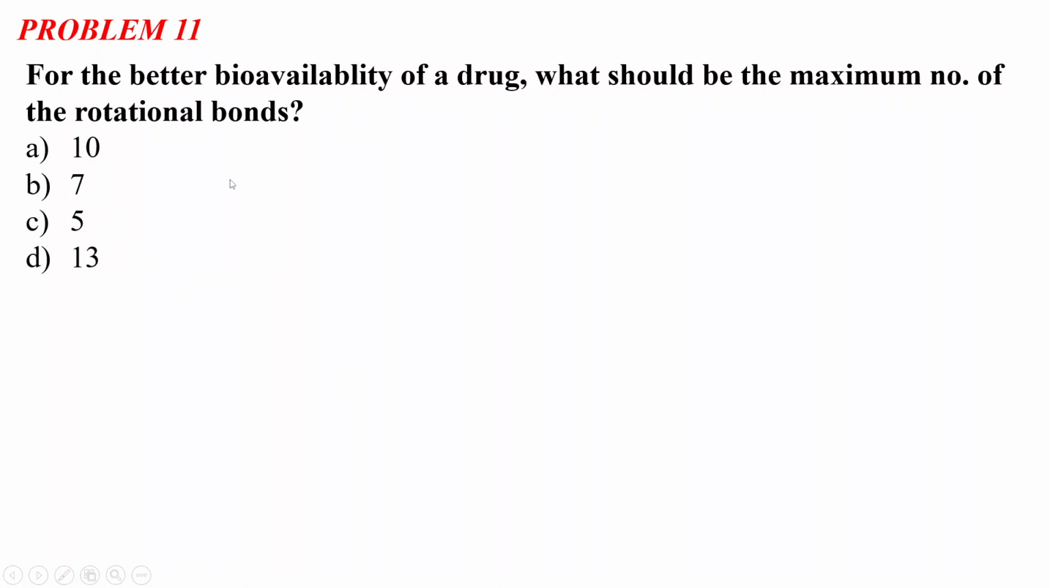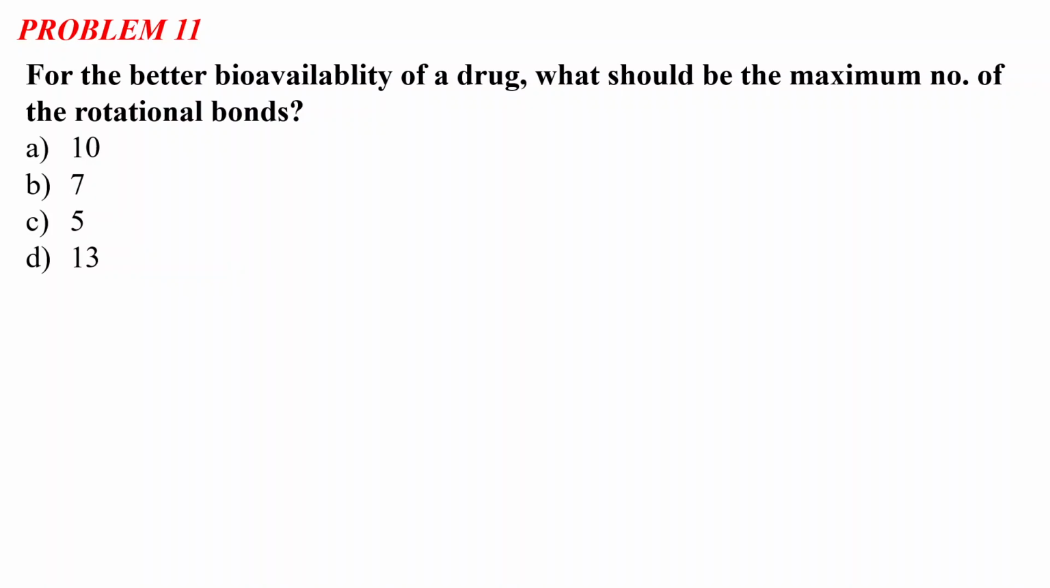So problem number 11 says: for better bioavailability of a drug, what should be the maximum number of rotational bonds? The options are as follows: option A 10, option B 7, option C 5, and option D 13. Bioavailability of a drug is a very important aspect, and in one of our previous lectures we discussed how Lipinski's rule works for the bioavailability of a drug.